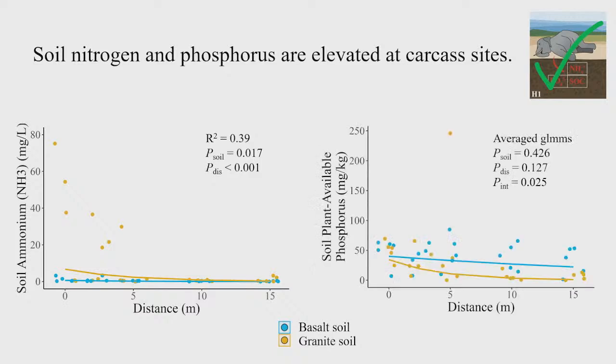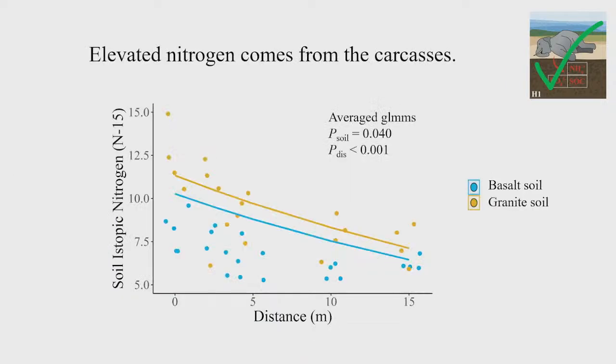We see the same thing with phosphorus, especially in the granite soil. We have this significant interaction where soil phosphorus decreases as you move away from the carcass. And we know that this increased nitrogen is actually coming from the carcasses because we've done isotopic analyses showing that the proportion of nitrogen in the soil is coming from those carcasses. You can see that's true in both soil types. The proportion of nitrogen in the soil from animal sources is greater underneath the carcass sites.